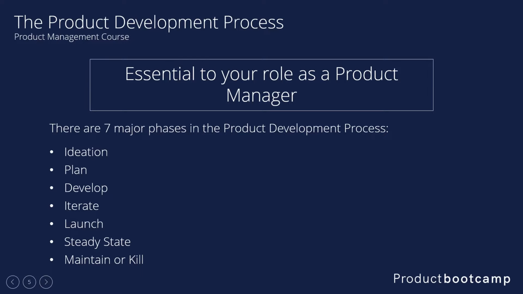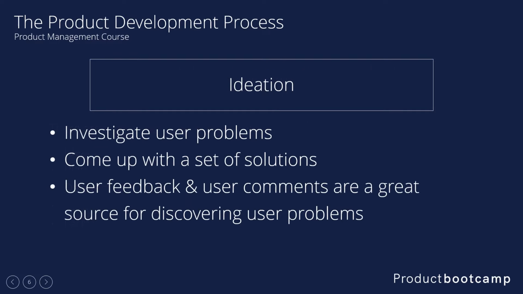There are 7 major phases to the product development process. There's ideation, plan, develop, iterate, launch, steady state, then maintain or kill. Ideation. This is the phase where we investigate user problems and come up with a set of solutions that we'd like to test. User feedback and employee comments are a great source for discovering user problems.